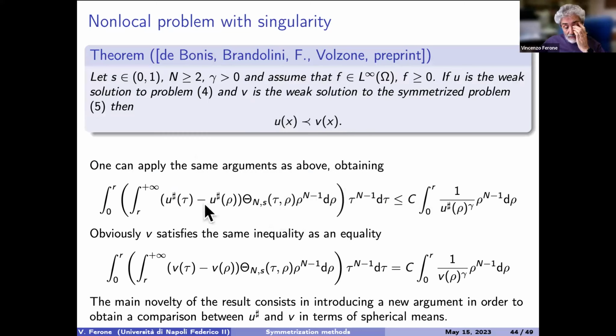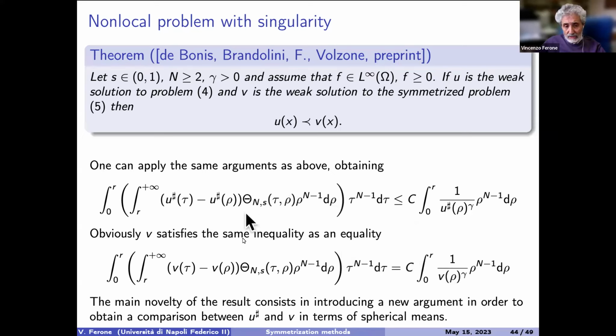So there is the same quantity on the left-hand side. On the right-hand side, there is a certain constant where you can put the norm of f in L infinity and various constants which come from the computation. And there is 1 over u sharp to the power gamma integrated. For the symmetrized problem, we have the same inequality, but with the equality sign. And so once again, one has to give an argument to say that u sharp, u is majorized by v.